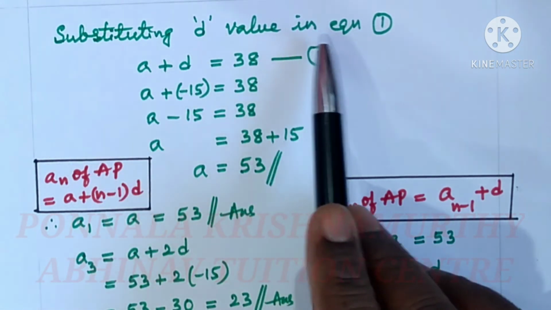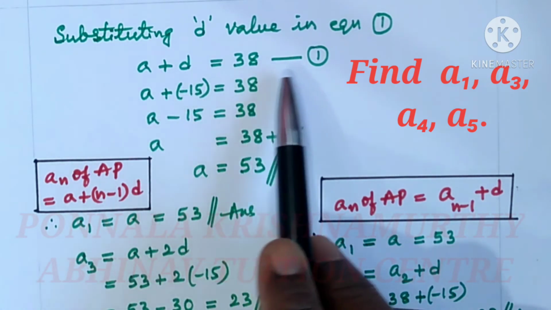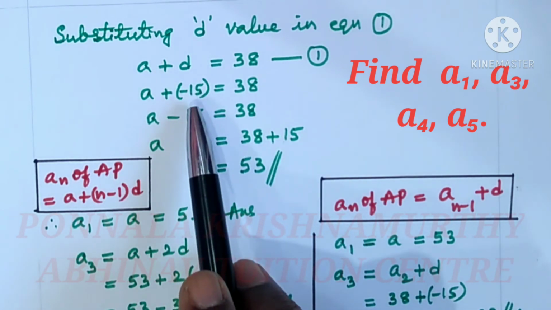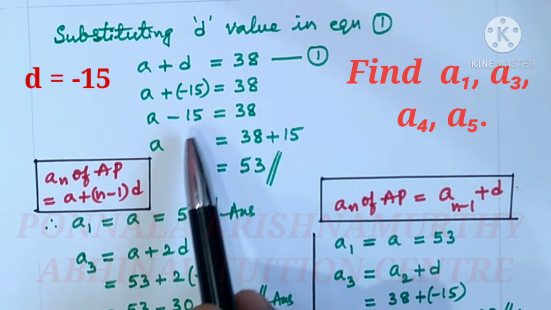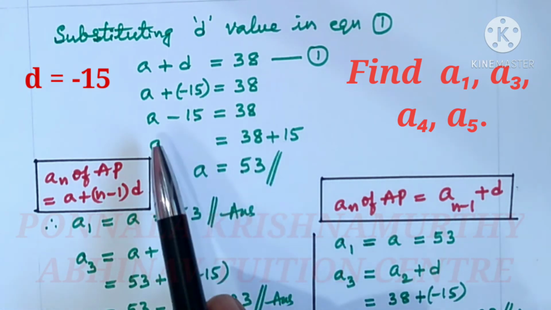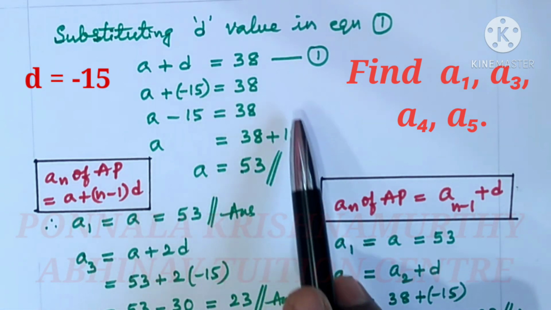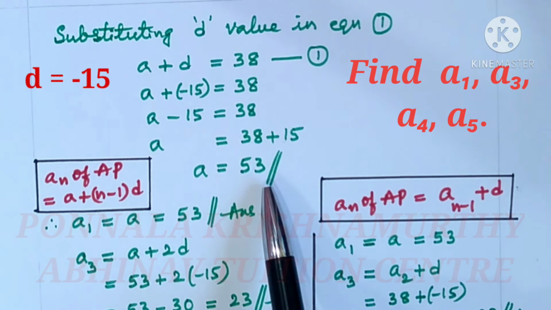Substituting D value in equation 1. A plus D equal to 38 is the equation 1. So A plus, in place of D, minus 15 is equal to 38. A plus into minus, minus 15 equal to 38. A is equal to 38. This minus 15 comes to the right hand side and becomes plus 15. Then A equal to 53.